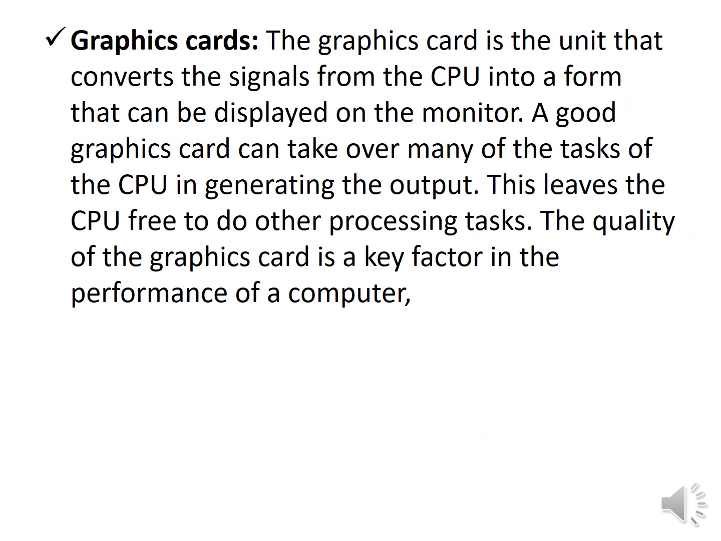Graphics card. The graphics card is the unit that converts the signal from the CPU into a form that can be displayed on the monitor. A good graphics card can take over many of the tasks of the CPU in generating the output. This leaves the CPU free to do other processing tasks. The quality of the graphics card is a key factor in the performance of the computer.